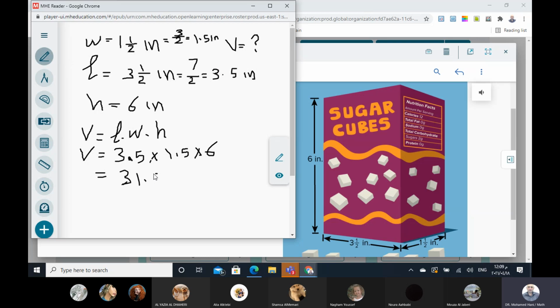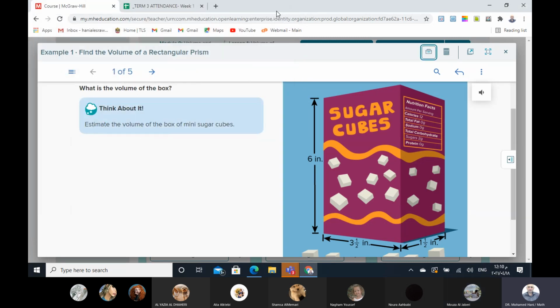The answer will be 31.5. Who can tell me what is the unit here? Cubic inches. Great. Inch cubic. Who has any question here? No one, thank you. Great for all.